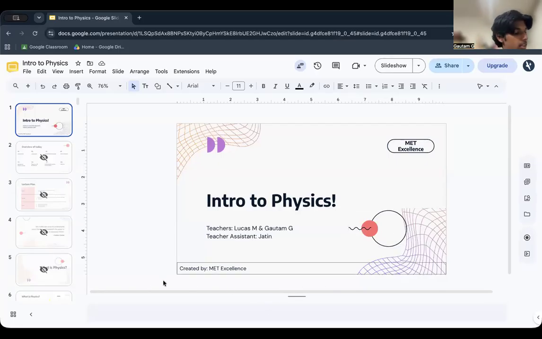Okay, I think we can get started. Hopefully more kids join as we go on. I know that's happened a lot before, but let's get right to it.